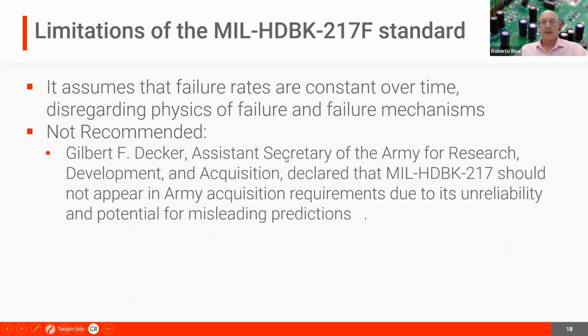So if we look at these references, that was at the turn of the 21st century, essentially it was declared for military application not to be used because of its unreliability and potentially misleading predictions. And I think that had to do, if I remember correctly, with the F-15 warplane that the war department procured in the United States, where the results based on MIL-217 really gave a very bad projection.